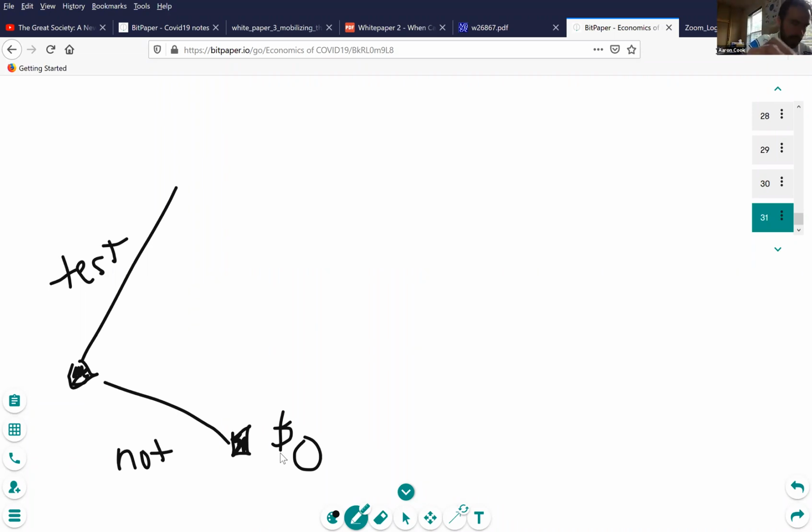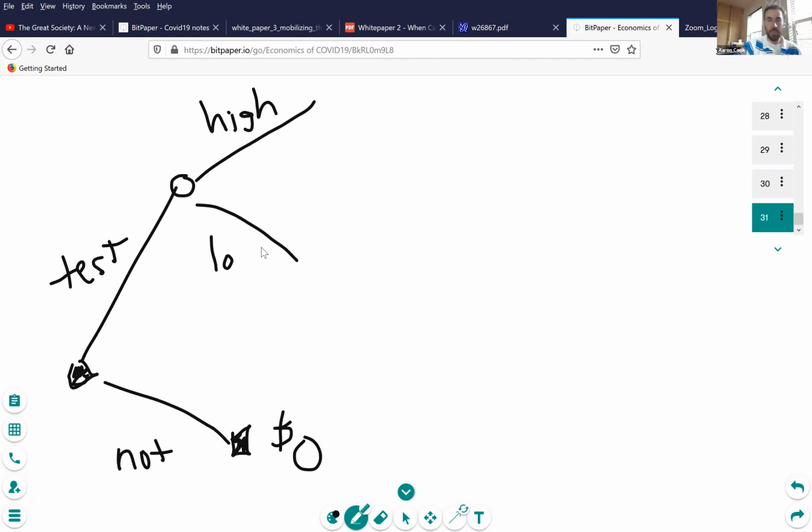So this is gonna be a testing regime where we find out early, before we make the decision, whether or not the actual mortality rate is high or low. So in this case, we test first, figure out whether it's high or low, and then we're able to make our decision after we know whether or not the mortality rate is high or low. So in the event that we figure out it's high, we have a shelter policy, in which case we get 2 trillion.